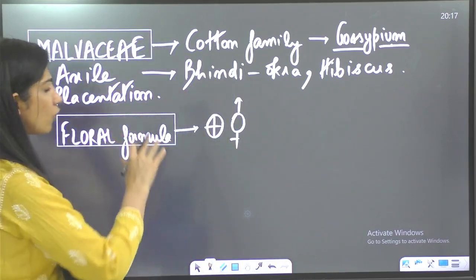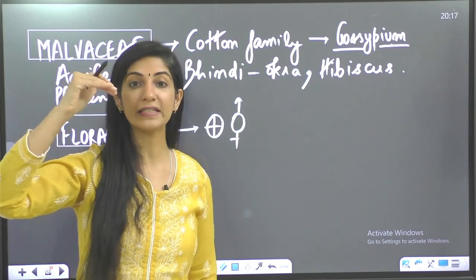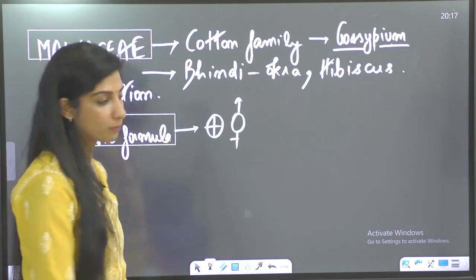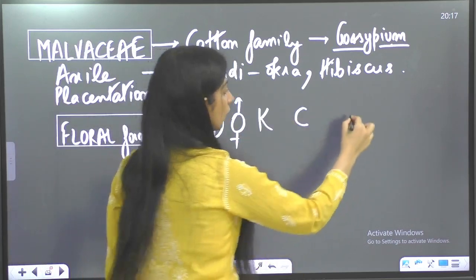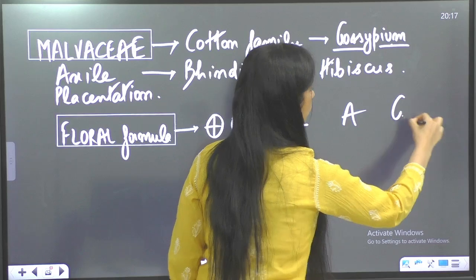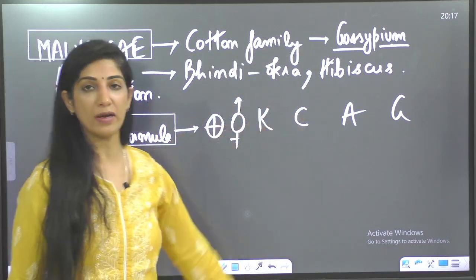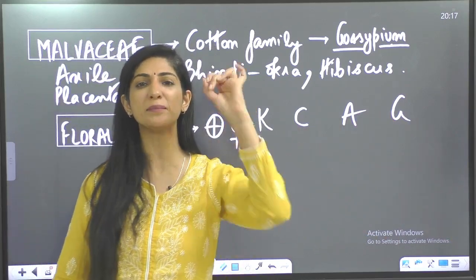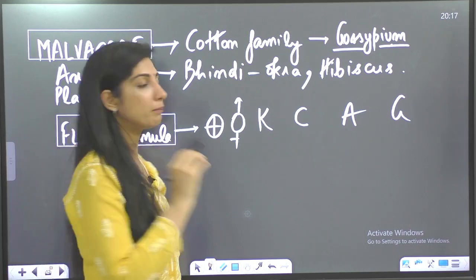So the floral formula is going to be very similar, especially between Malvaceae and Solanaceae. Have a look. I'm going to make it super easy like I promised. So K is done, then C, Androecium and Gynoecium. Trick number 2 for Malvaceae family: firstly, everything is 5. This family has the maximum number of carpels.